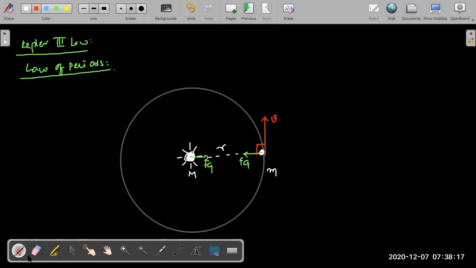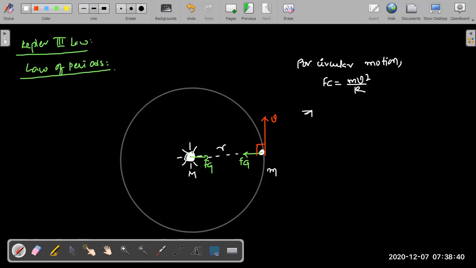Another thing is that if this is revolving in a circular path, someone must supply the necessary centripetal force. Is that right? Yes, sir. For circular motion, Fc must be equal to mv square by r.